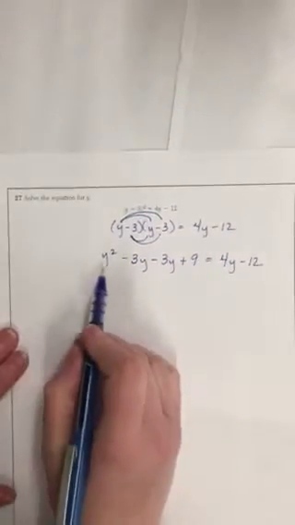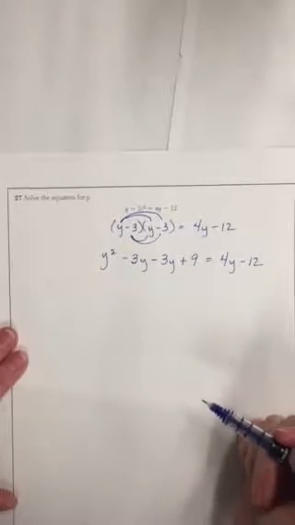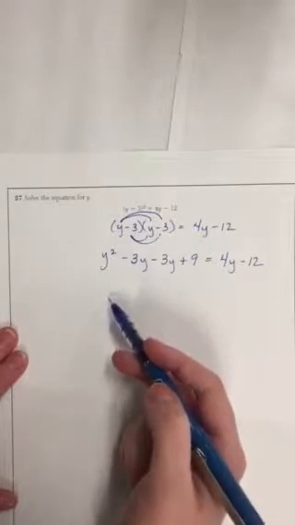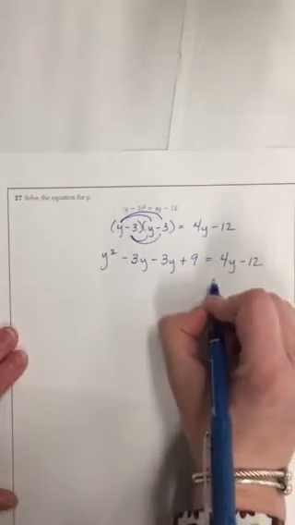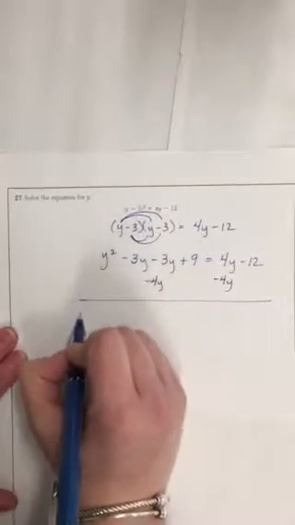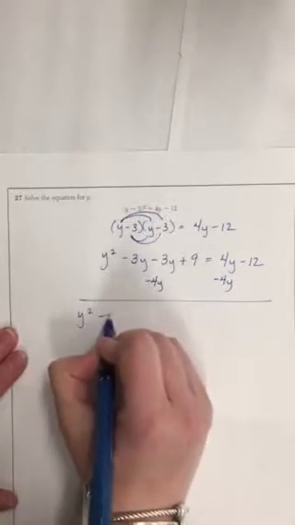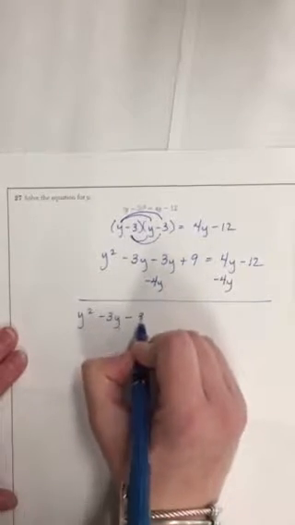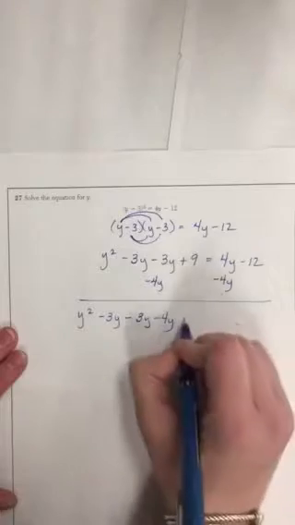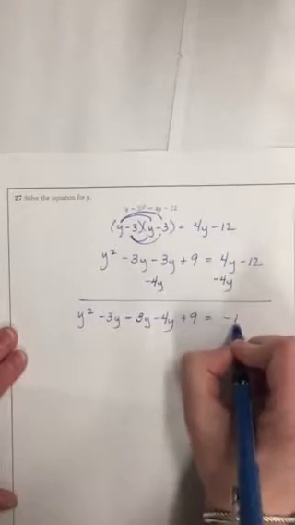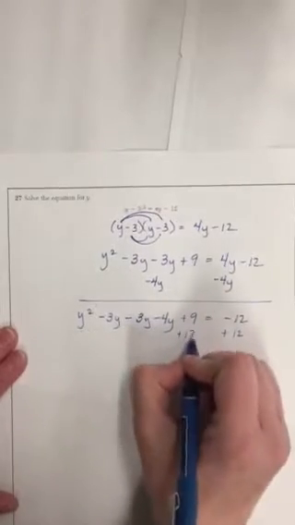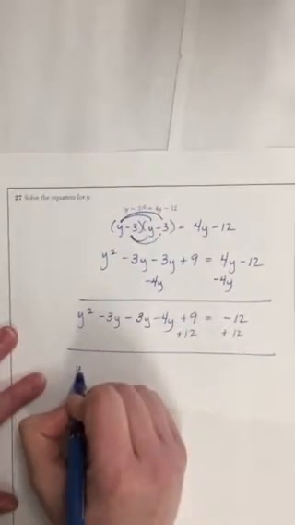Now, because I have a y squared, I need to factor. If I'm going to factor, I have to set this equation equal to 0. So I'm going to move everything over to the left-hand side. So I'm going to subtract 4y from both sides. So I have y squared, -3y, minus 3y, minus 4y, because I'm subtracting that, plus 9 equals -12. Now I'm going to add 12. So I've got y squared.